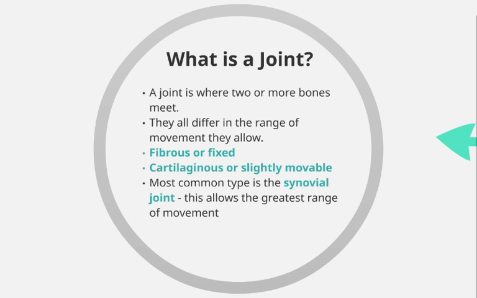So the second category we've got is what we call cartilaginous or slightly movable joints. As the name suggests, these are joints that allow a small degree of movement to take place. A classic example of these are in between the vertebrae in the vertebral column. Individually, they only allow a little bit of movement to take place, but as a group, as a collective, they allow a greater range of movement to take place. But the most common type of joint we have is what we call a synovial joint, and these allow the greatest range of movement.